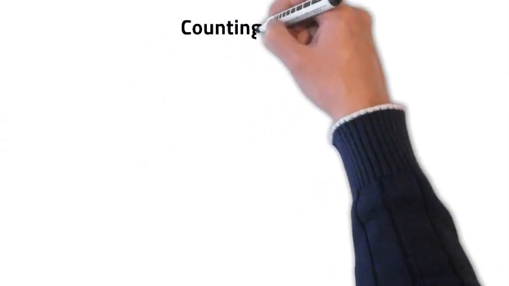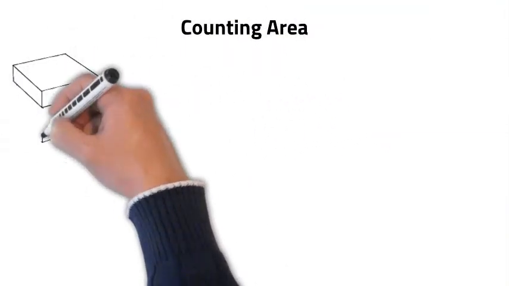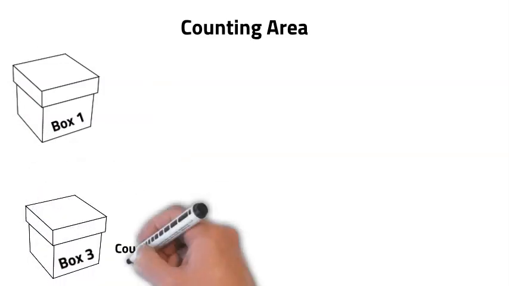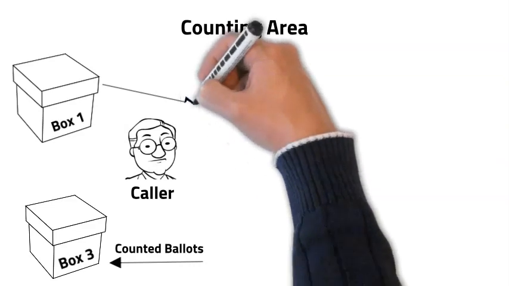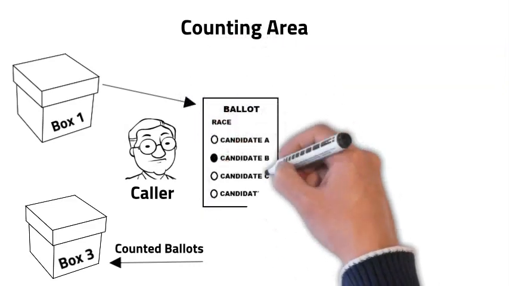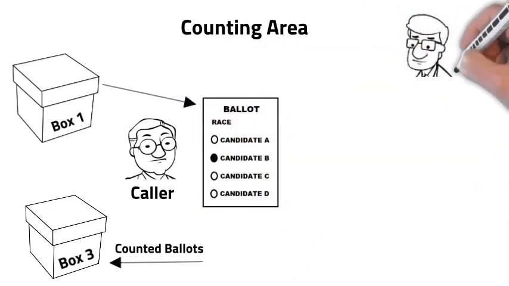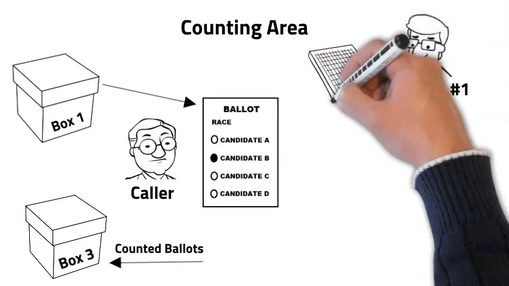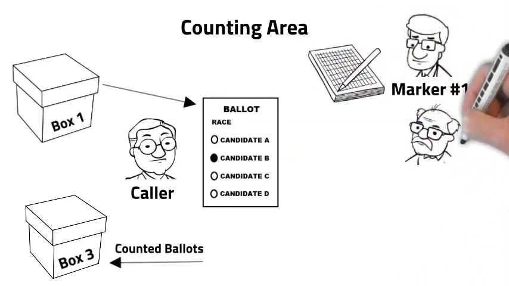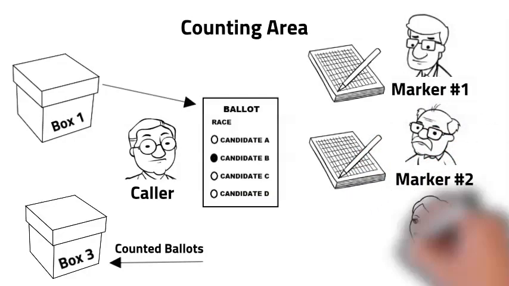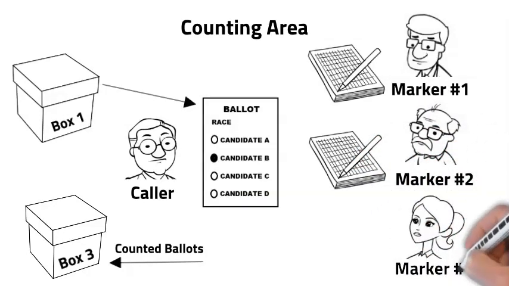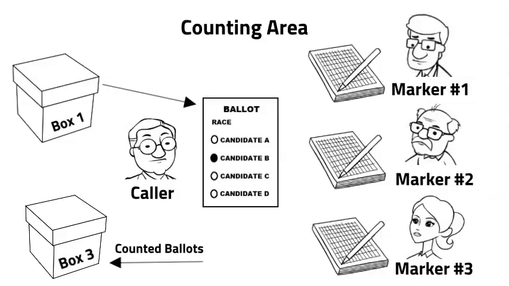Box 1 is taken to a separate area of the polling place, and a counting team of 4 people can begin the count. 1 person handles the ballots, the caller. 3 other people, the markers, each independently record the votes on their separate tally sheet on a large form prescribed by the Secretary of State, or the county may custom design their own tally sheets based on the Secretary of State form. It could be 1 page or a booklet with multiple pages depending on the race.